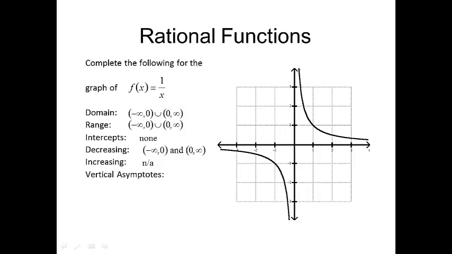Vertical asymptote. A vertical asymptote is a line, the equation of a line, where the graph comes close to but will never touch. So there's a vertical asymptote at x is equal to 0. What about horizontal asymptote? I see one at y is equal to 0, because that's a line that the graph keeps coming towards but can never touch or cross.